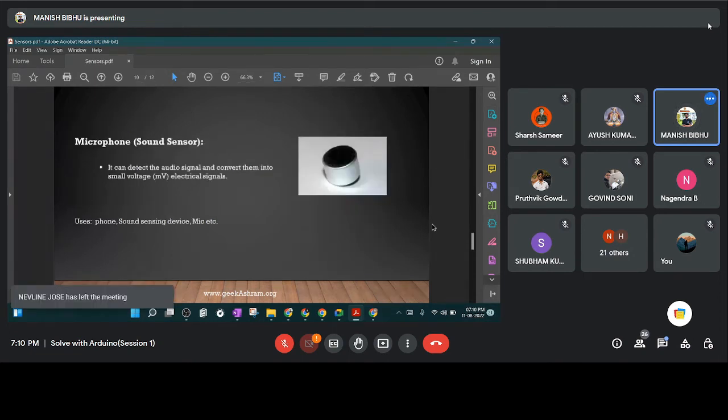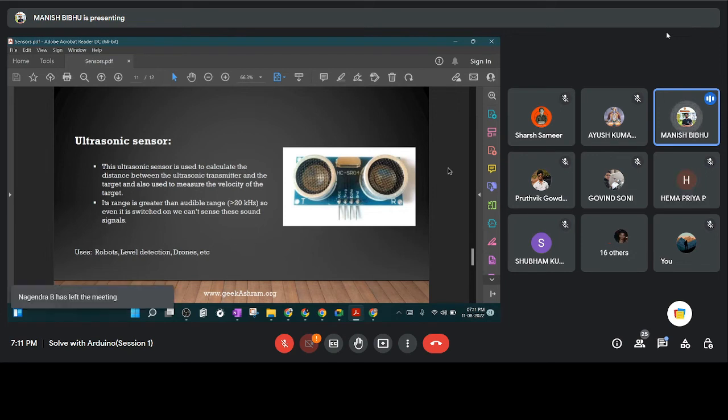And next is microphone. Microphone, we can also say sound sensor. It will detect the audio signal and convert it to a small millivoltage electrical signal. So when it detects any sound, it sends the electrical signal to the device, and we can perform similar tasks by the sound. So it is used in phone, sound sensing device, microphone, etc. We can use it in any project, like if we want a light operating with sound, then when we give the sound signal, the light automatically turns on. So we can use that sensor.